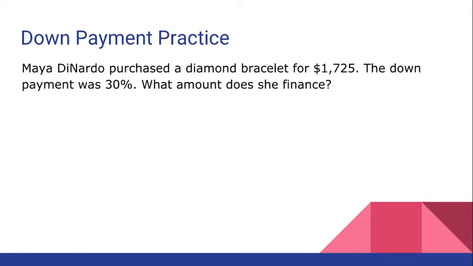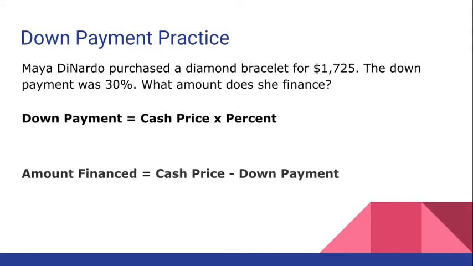So Maya DiNardo purchased a diamond bracelet for $1,725. The down payment was 30%. What amount does she finance? So those are your two formulas that you're going to use. Go ahead, pause the video, and see if you can figure this one out.